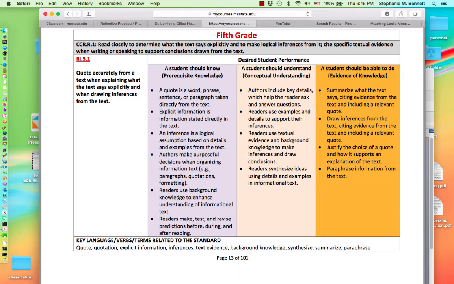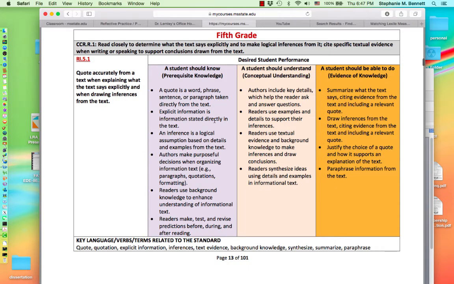One thing I want you to recognize with this standard as well is that they've broken up the standard into multiple pieces, because we're not going to teach all of this standard in one go-round. We might solely focus in on the idea of quoting accurately from the text and explaining what the text says explicitly, and totally leave that inferencing piece away for now, because it's not something that we are able to accomplish in one lesson. So if you look at what we have the students doing, you're taking a small chunk of that standard because it does have multiple pieces.